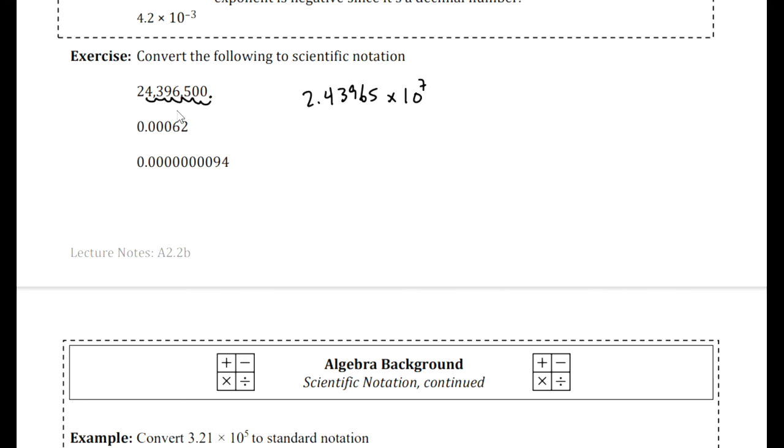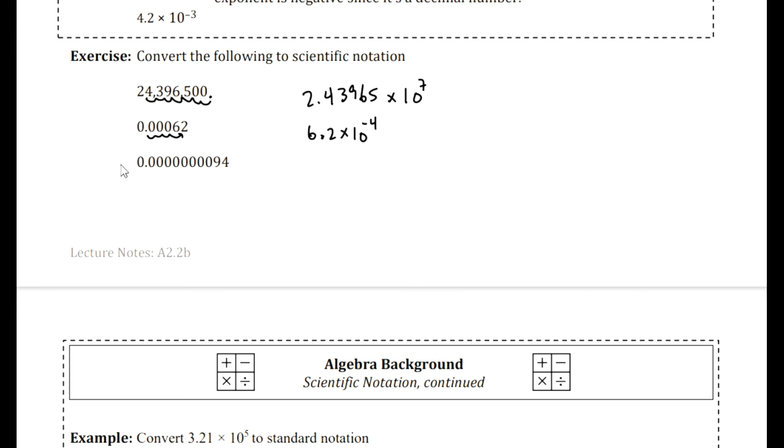0.00062. This is also not a number between 1 and 10. So we're going to move the decimal point 1, 2, 3, 4 places. Okay, so we have 6.2. Now 6.2 is larger than the number we started with, 0.00062. So I need to make it smaller by using a negative exponent. So we'll go negative 4. That negative tells us what direction the decimal point was moved.